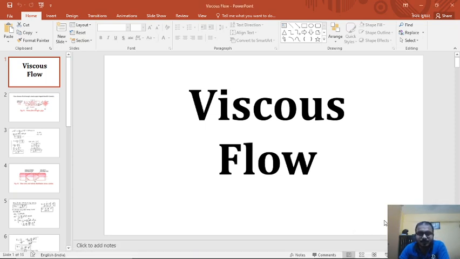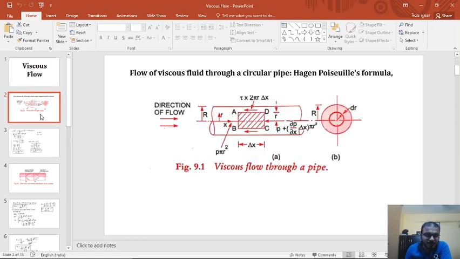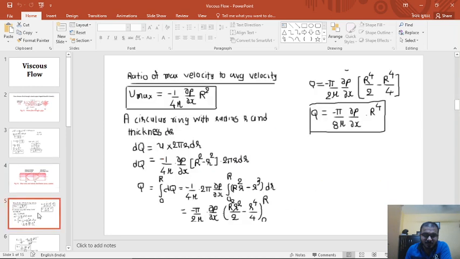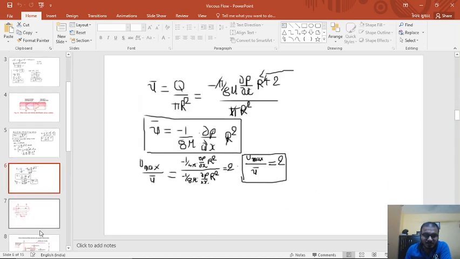Hello everyone, welcome back to my lecture series on fluid mechanics and hydraulic machines. We are continuing our topic of viscous flow. In our previous lecture, we studied the flow of viscous fluid through a circular pipe. We obtained the shear stress distribution, velocity distribution and ratio of maximum velocity to average velocity.